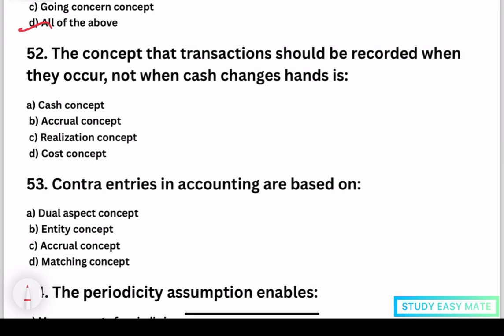So the concept that transactions should be recorded when they occur, not when the cash changes hands, is the accrual concept. I think you are able to understand how the question has been evolving, because sometimes you see the concept in one of the options, and if the concept has a different name, it is asked in a different question. Most of the questions are derived from the PYQ themes, so always make sure that you're thorough in the themes.